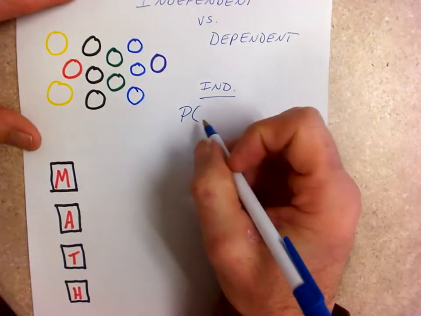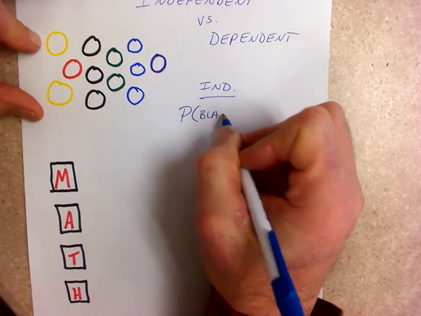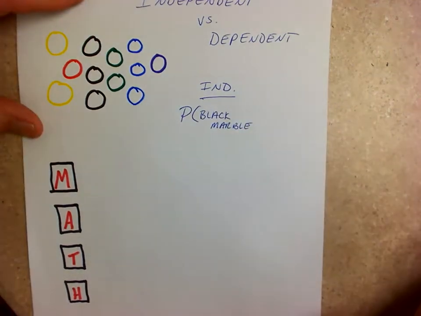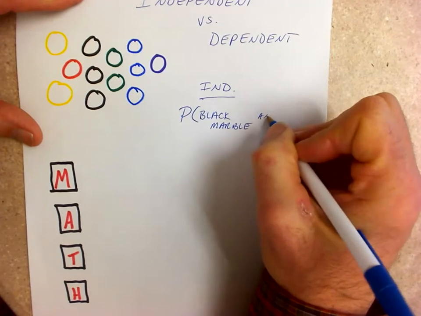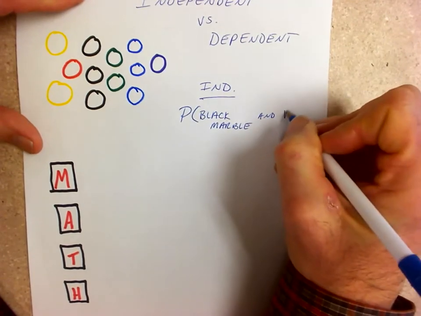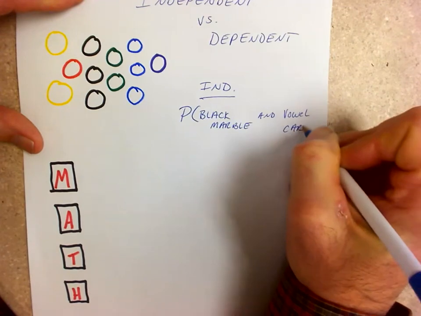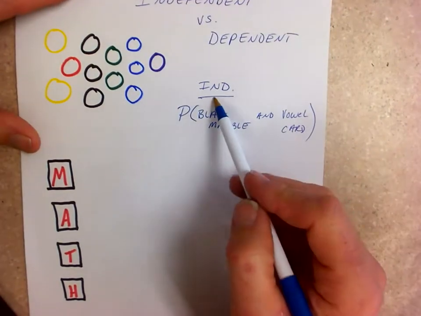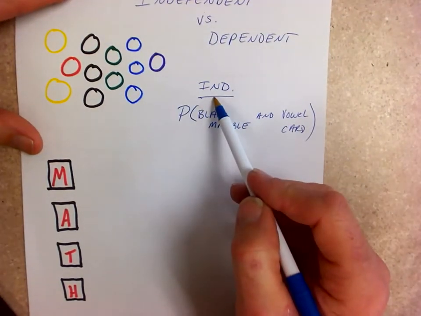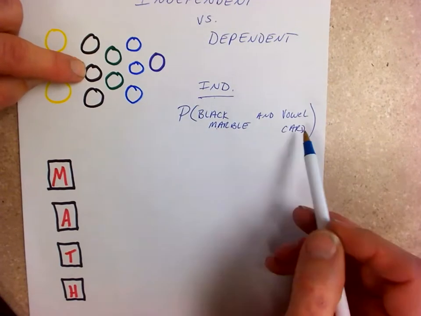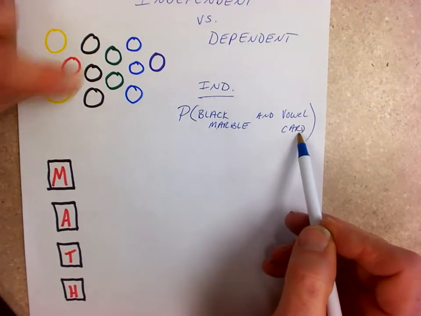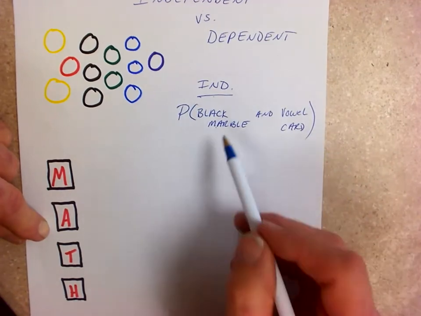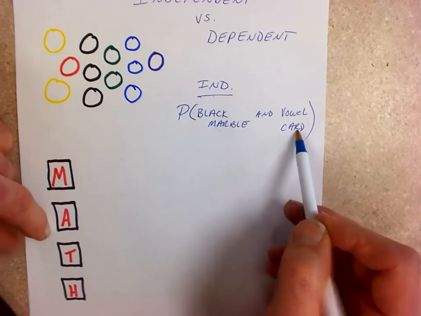So we'll say something like, what would be the chances that we pick a black marble and a vowel card? Okay, so we got two events going on. We're going to pick and we're going to pick. Now these would constitute what we would call independent events because the picking of the black marble has absolutely no impact on the drawing of the card. Okay, so they're completely independent of each other. This event has no bearing on this event.